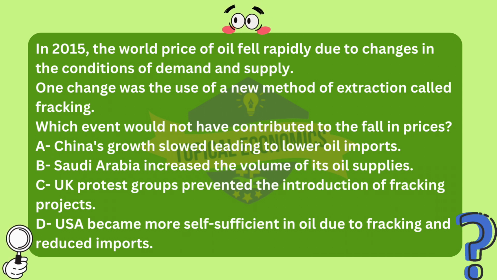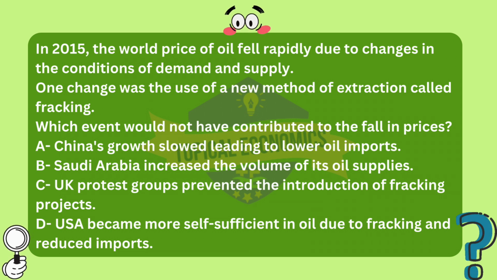The correct answer for this question is option C. UK protest groups preventing the introduction of fracking projects would not have contributed to the fall in oil prices. If protest groups in the UK succeeded in preventing the introduction of fracking, this would likely limit the supply of oil from fracking in the UK and possibly reduce the global supply.